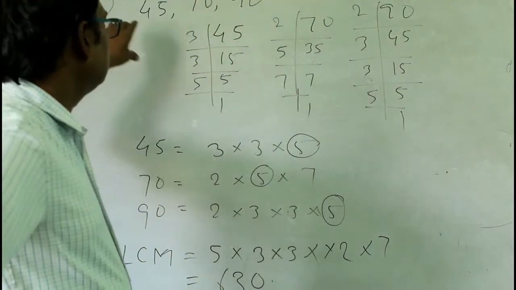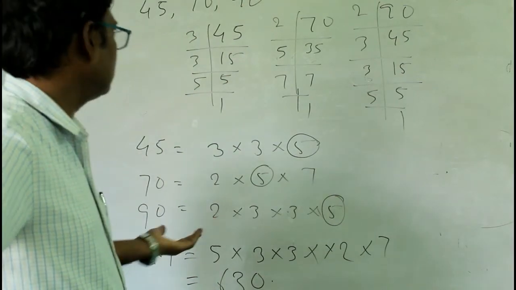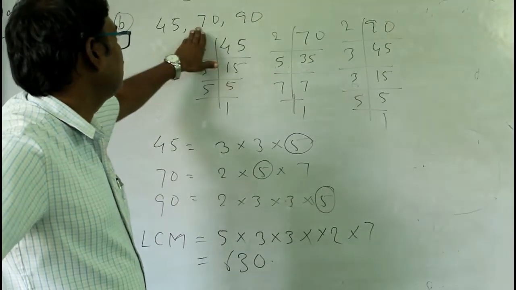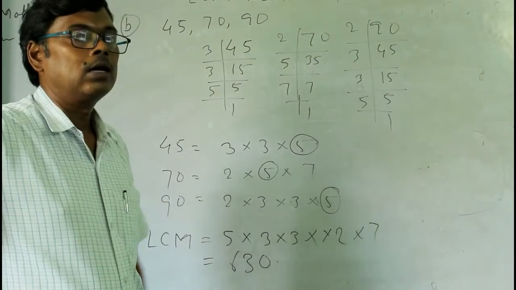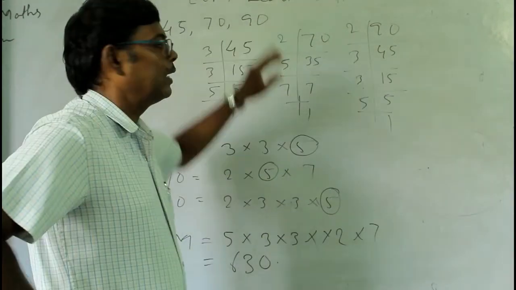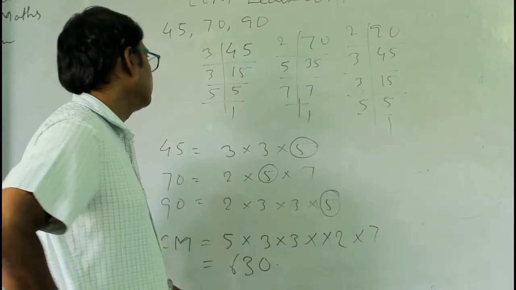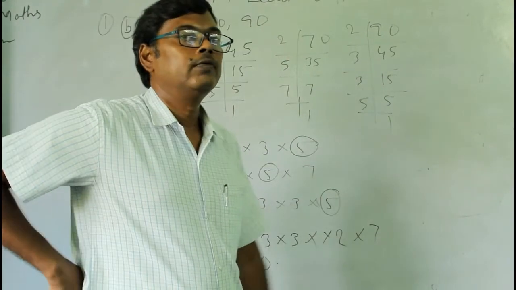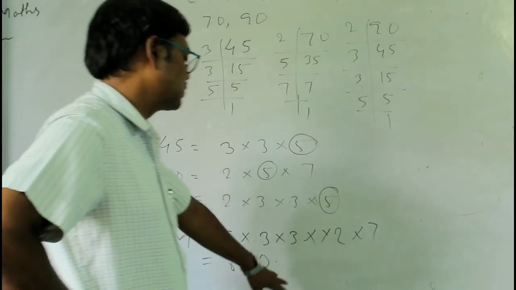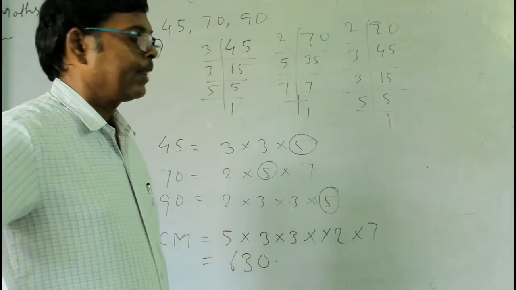Okay, meaning the smallest common multiple of these three numbers is 630. This means that if you divide this number by 45 or 70 or 90, it will be completely, exactly divisible by 45 or 70 or 90. Okay, and this is the least number. Meaning this is the smallest number that is exactly divisible by these three numbers, and we can find many more numbers, but this is the smallest number which is divisible by these three numbers. So this is the LCM.